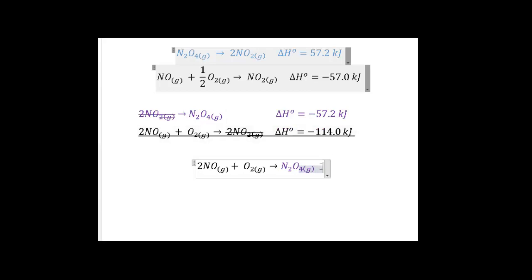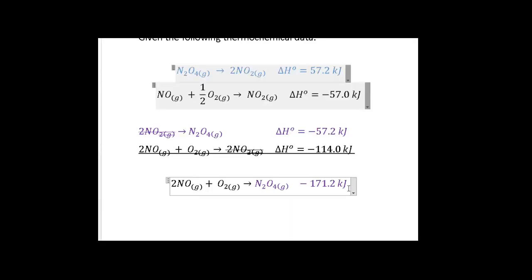So adding these 2 up, I get minus 171.2 kilojoules. It's still an exothermic reaction, and it's going to be minus 171.2 kilojoules per 2 moles of NO that react, minus 171.2 kilojoules per 1 mole of O2 gas that reacts, and minus 171.2 kilojoules per 1 mole of N2O4 that is produced.